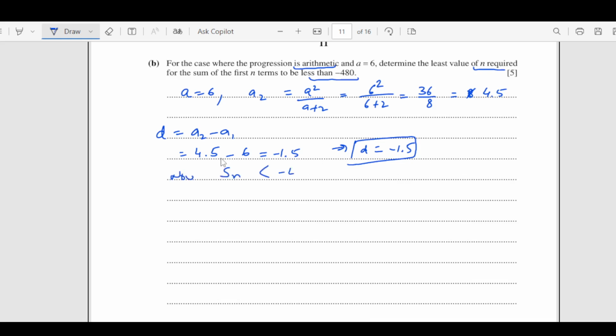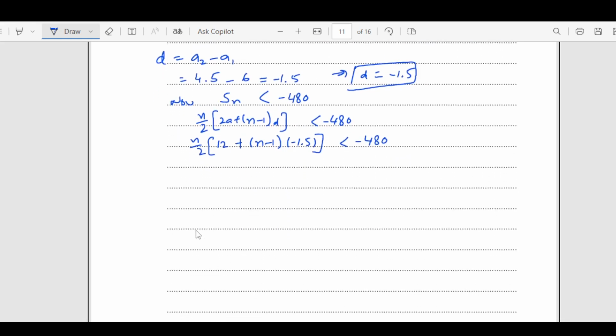Sn is less than negative 480. So the formula for the sum of the first n terms is n over 2 times 2a plus n minus 1 times d, and this is less than negative 480. So n over 2, 2 times a, which is 6, becomes 12, plus n minus 1, and the common difference is negative 1.5, and this is less than negative 480.